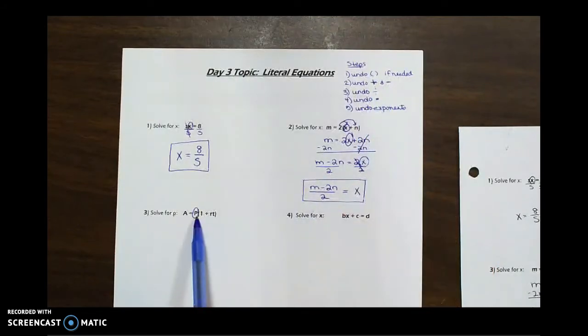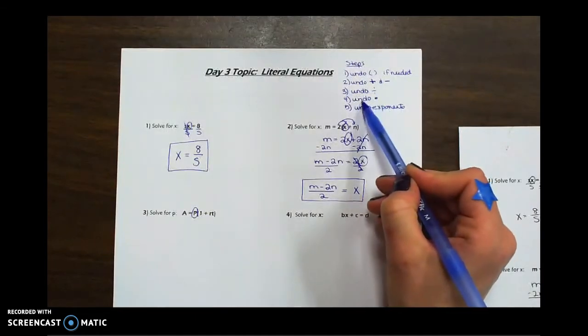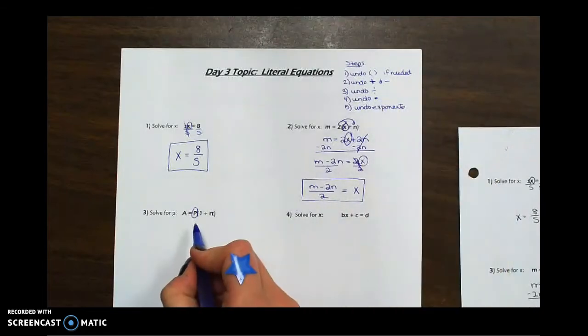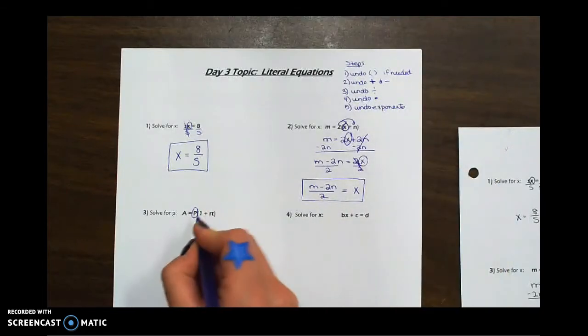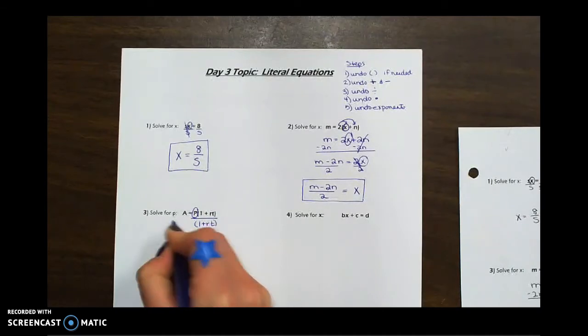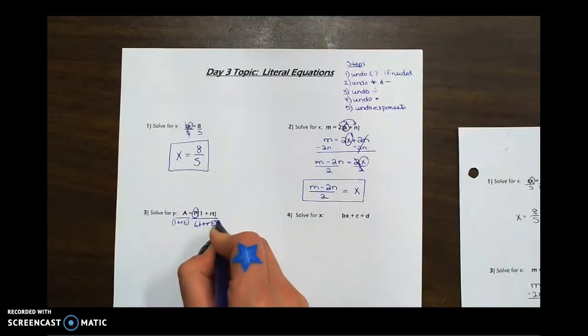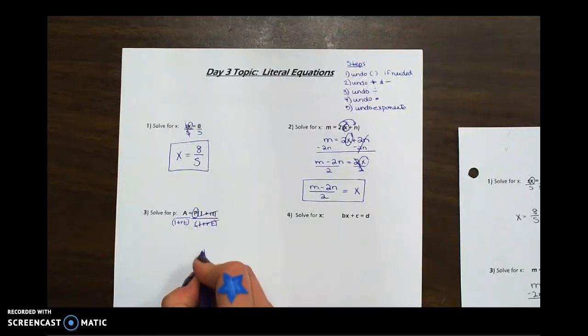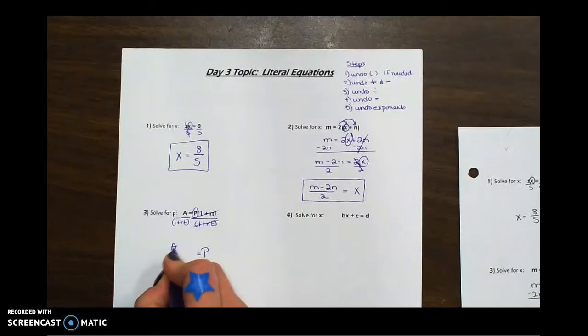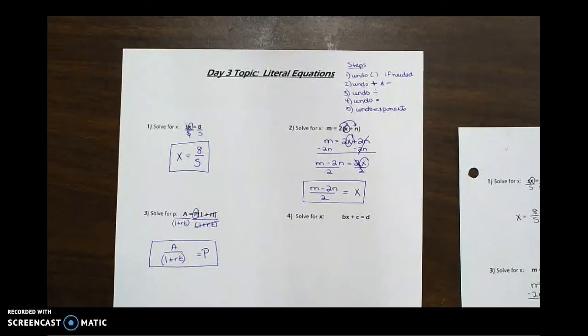Undo addition and subtraction. Well, right now, that addition's inside of the parentheses. The p is being multiplied to the parentheses, so we're going to undo multiplication here. So right now, our p is being multiplied to the parentheses, so I'm going to divide by the parentheses. Divide by 1 plus RT. So this whole parenthesis cancels with that whole parenthesis, and we're left with p is equal to A over 1 plus RT. And that's our final answer.